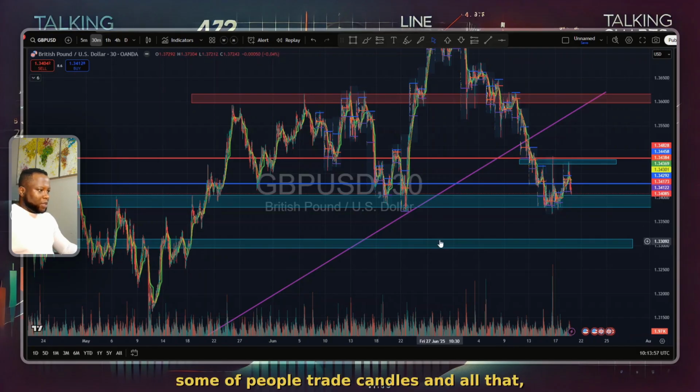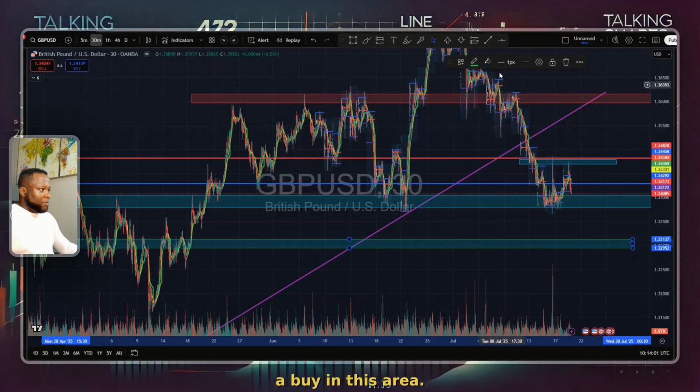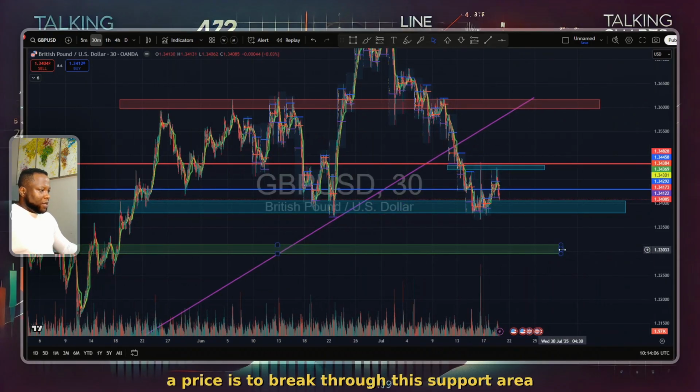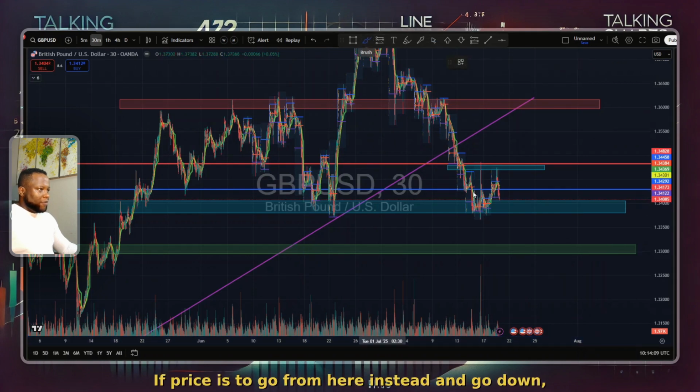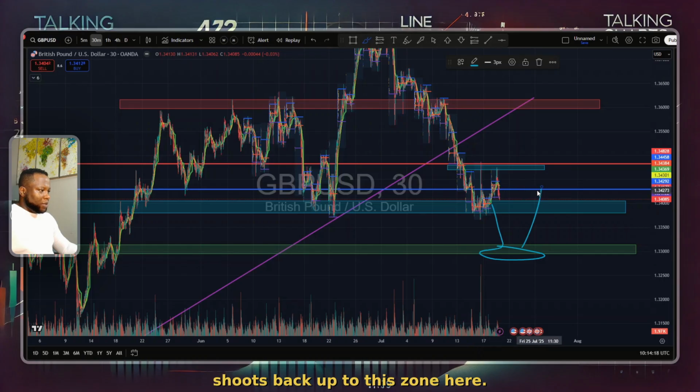Some people trade candles and all that, but I'm looking for a buy in this area. What will happen is, if price is to break through this support area here and go down instead, I'm looking for a little consolidation before price shoots back up to this zone here. Because if price breaks below this, this becomes resistance, right?